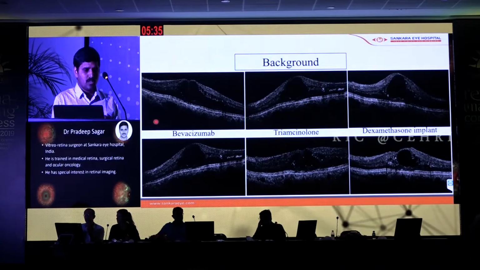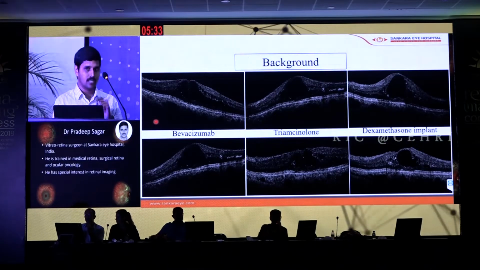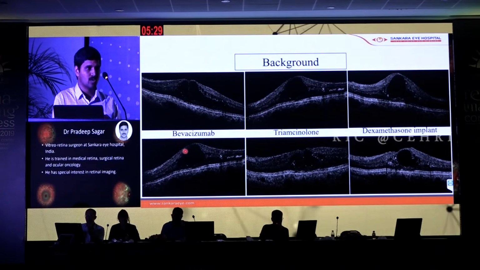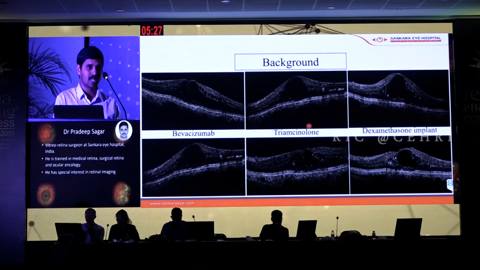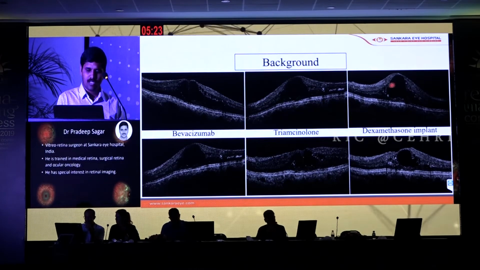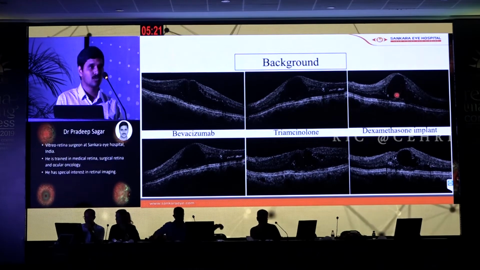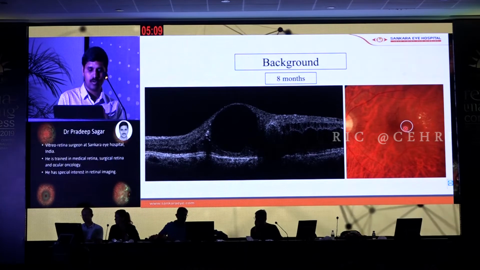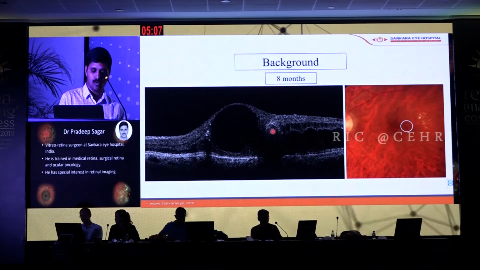So as usual, we started the patient with intravitreal anti-VEGF agent. It was bevacizumab initially with poor response. Then we switched over to triamcinolone, again with a minimally slight response, and again we switched over to dexamethasone implant with a poor response. So at the end of 8 months, we could see that the cyst persisted, and we could see that there was a hemorrhage just adjacent to the fovea, which is marked over here, and we could see a shadow over here.